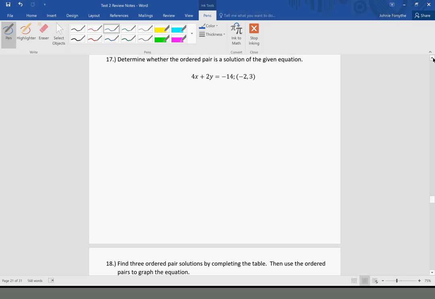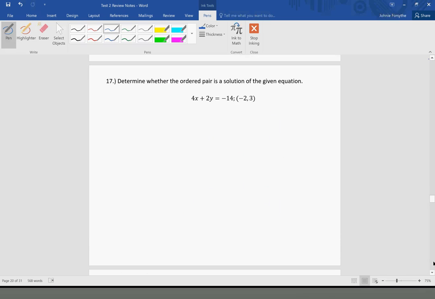All right. Number 17. Determine whether the ordered pair is a solution of the given equation. In order to do this, you're going to plug in your ordered pair for x and y. If you get a true statement, it is a solution. If you get a false statement, it is not a solution. Remember, it's x, comma, y. So that means that x equals -2 for this problem, and y equals 3.